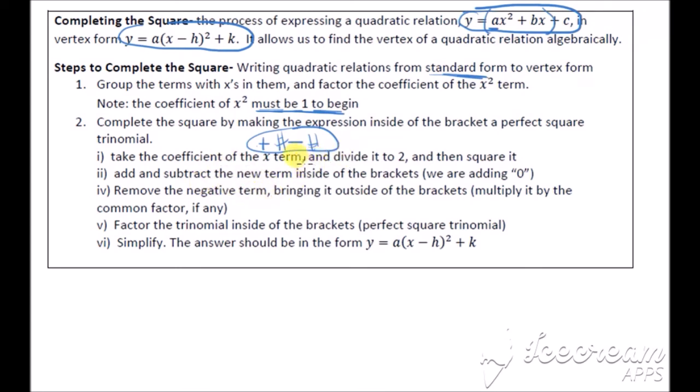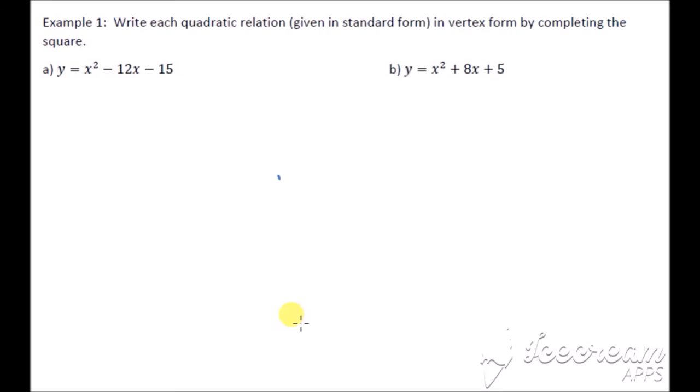I'm going to show you how to do this in a real example. So go ahead and follow those steps with me. From the steps alone, I think without an actual example, it's difficult to understand. So we're going to write each quadratic relation given in standard form in vertex form by completing the square.